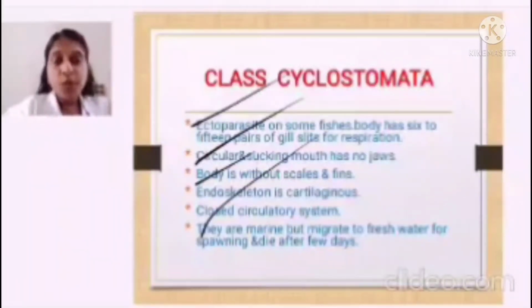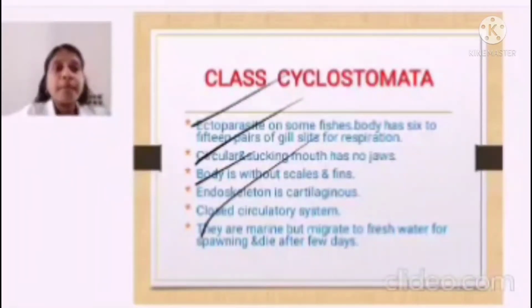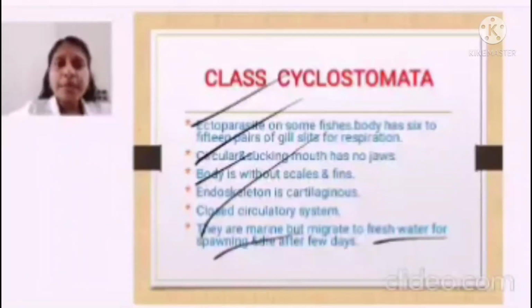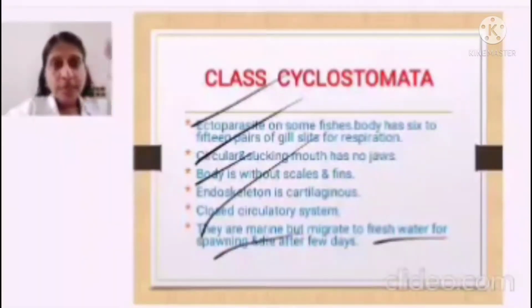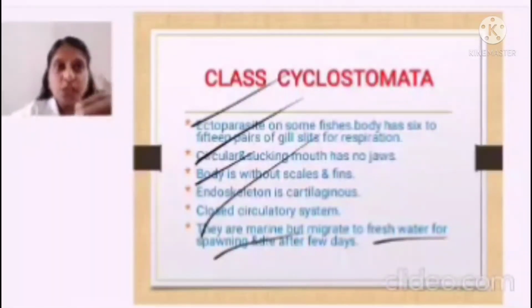We have discussed what we mean by closed circulatory system. Blood vessels and all will be present, right? So blood vessels, like arteries, veins, capillaries are present. They are marine but migrate to fresh water for swimming. So what do you mean by migrating to fresh water? Mostly they live in salt water, but for laying eggs they migrate to what? The freshwater region, and after migrating to the freshwater region they cannot live for long, they die.